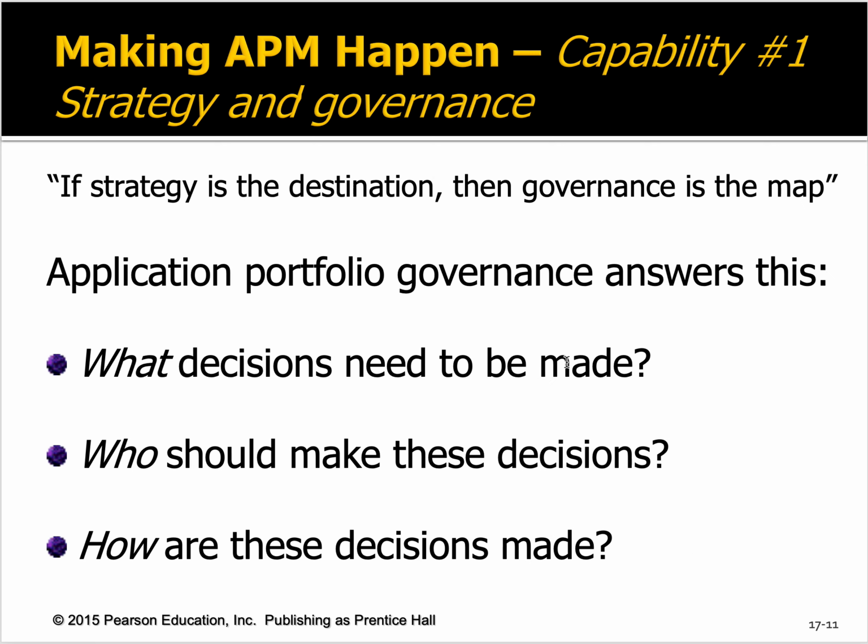So let's look at what each one of these means. Strategy and governance. If strategy is the destination, then governance is the map. That's a nice adage there. Let's apply it here. Application portfolio governance answers the following questions: what decisions need to be made? Who should make these decisions? How are the decisions going to be made?